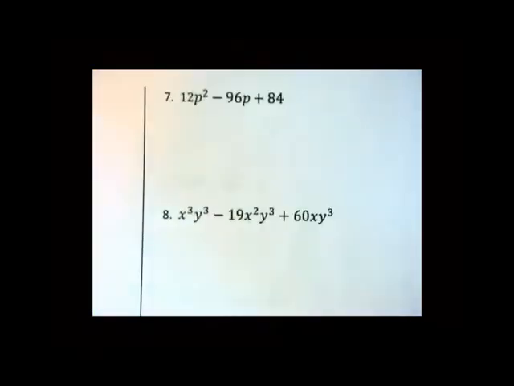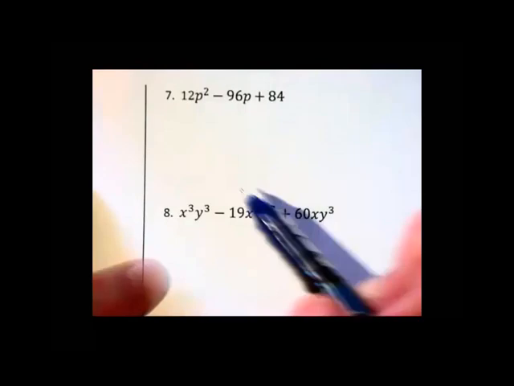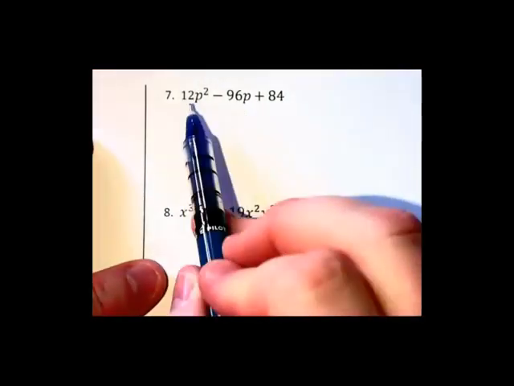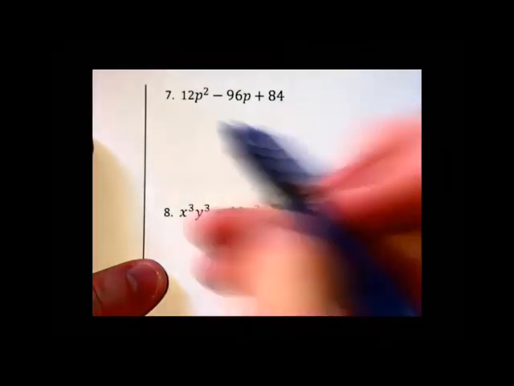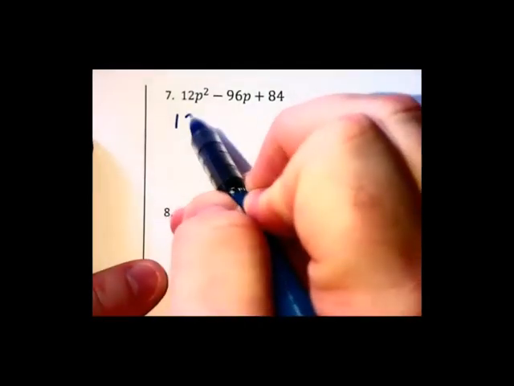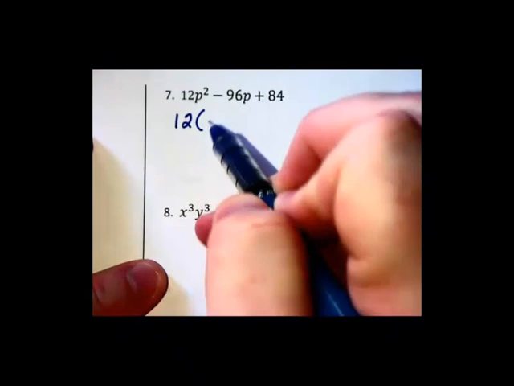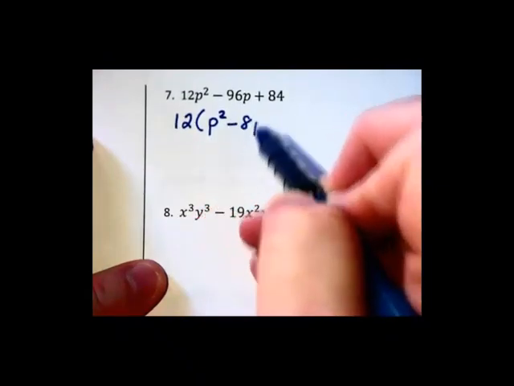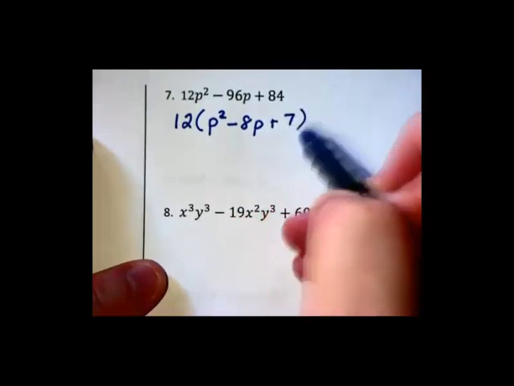Number 7. Is there a GCF that goes into all three terms? Well, they're all even. I happen to see that 12 can go into each term. Dividing 12 out leaves p squared minus 8p plus 7.